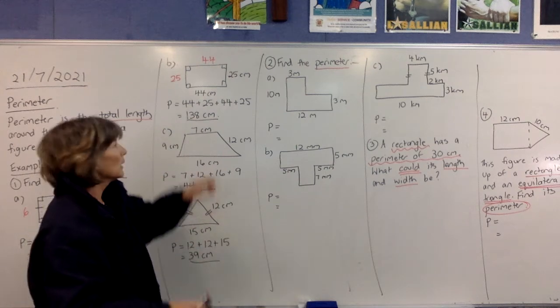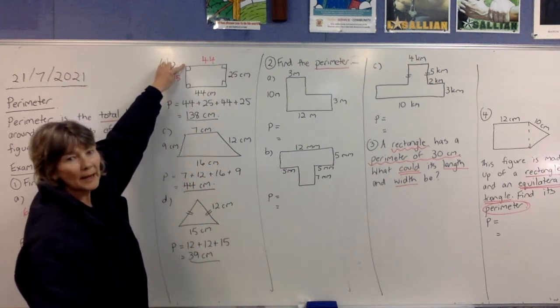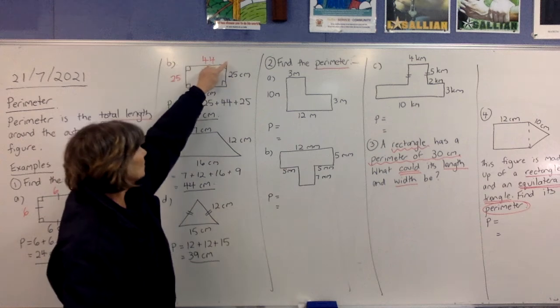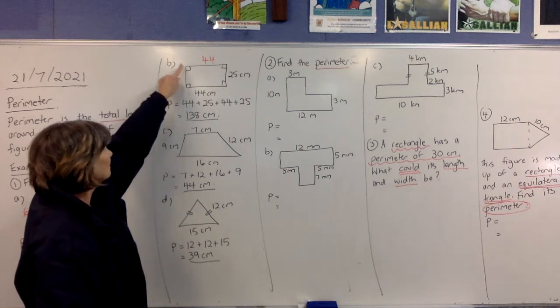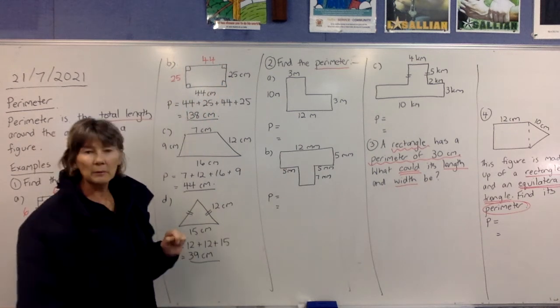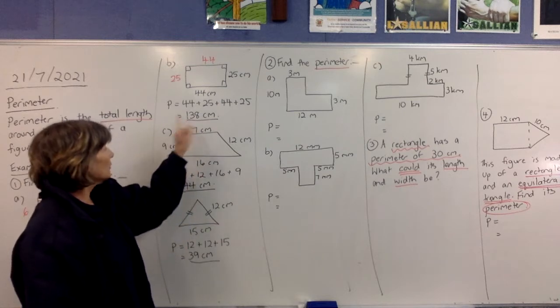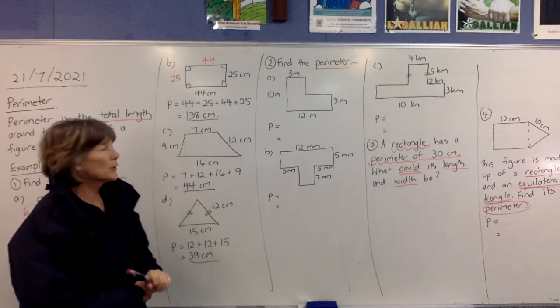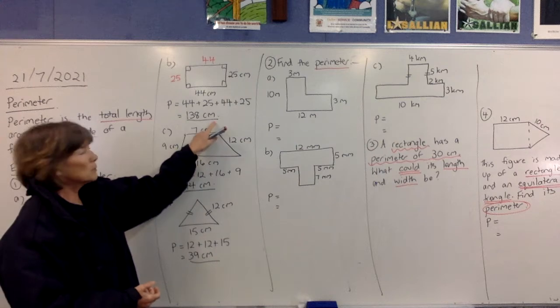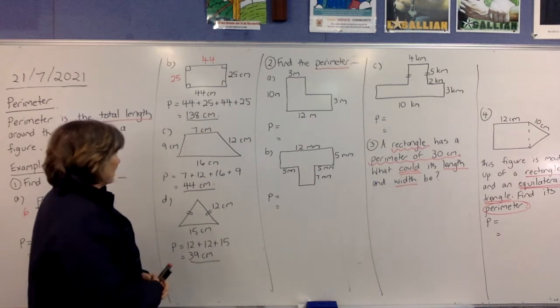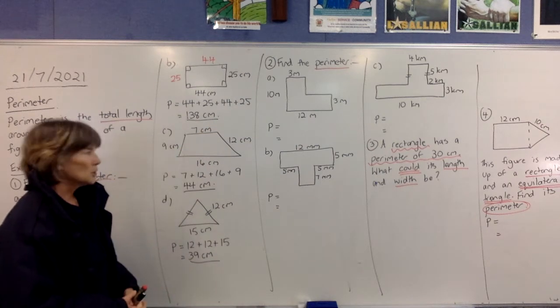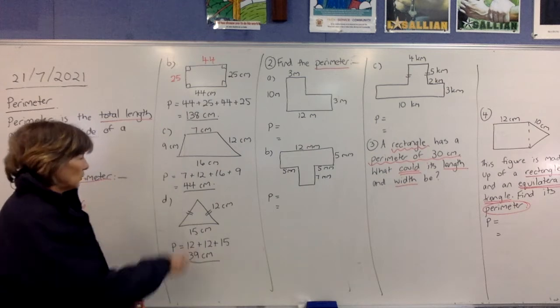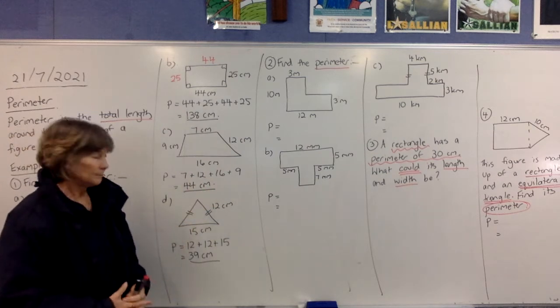And now we're going to start at one corner and add all our numbers. 44 plus 25 plus 44 plus 25. That way you don't leave anything out. Add them up on your calculator, 138 centimetres. Make sure you put centimetres on the end. This next shape, it's just got the 4 sides given to you. We're just going to add them up and get our answer.